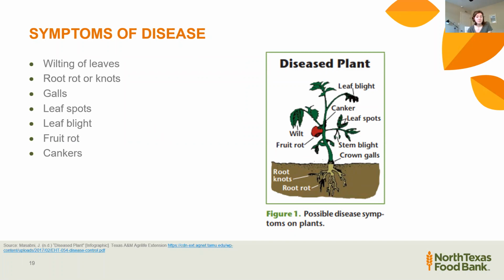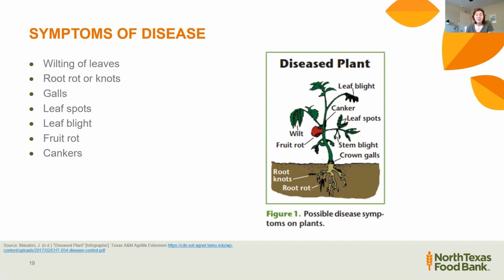There are also galls that can show up on your plants. A gall is going to be an outgrowth or an overgrowth of tissue somewhere on your plant. So in this picture, it's at the stem, the base of the plant. That's crown gall. So you have your stem, and then you're going to have an outgrowth on that stem of plant tissue.